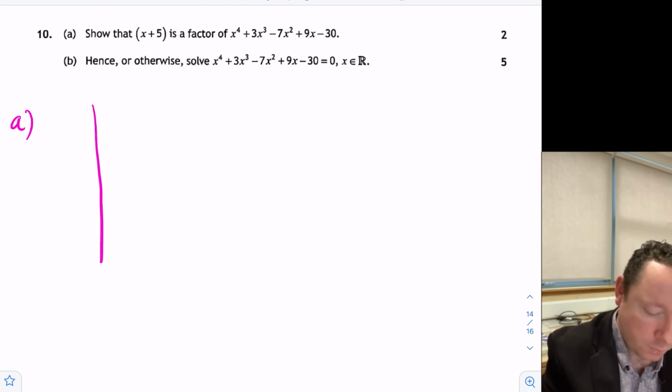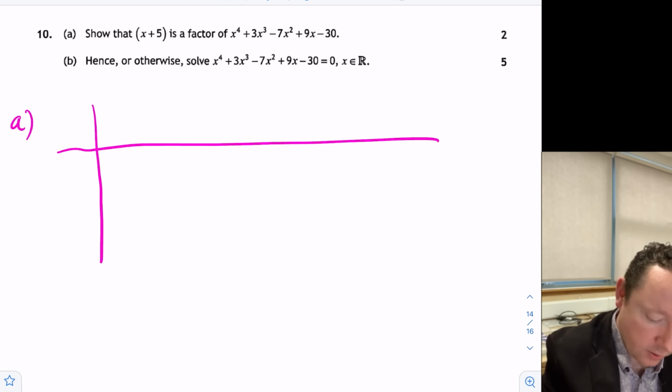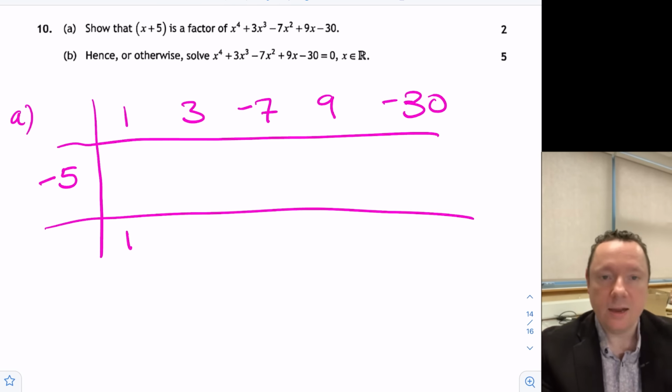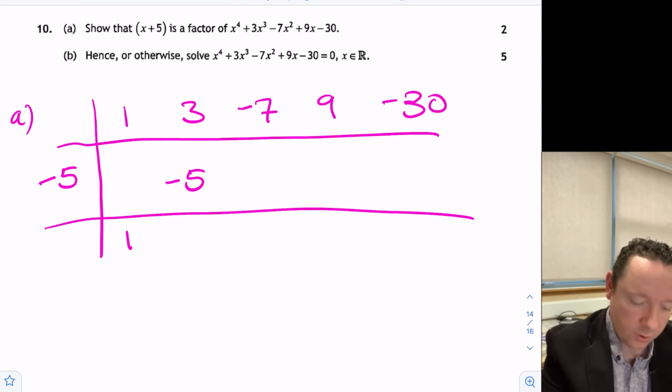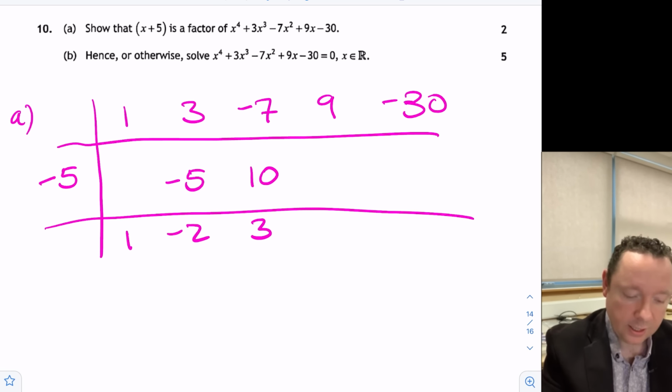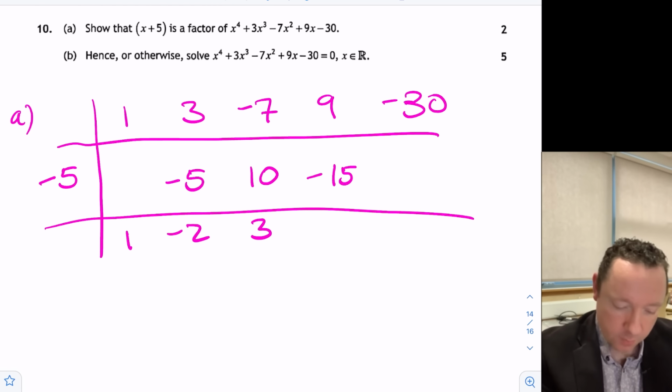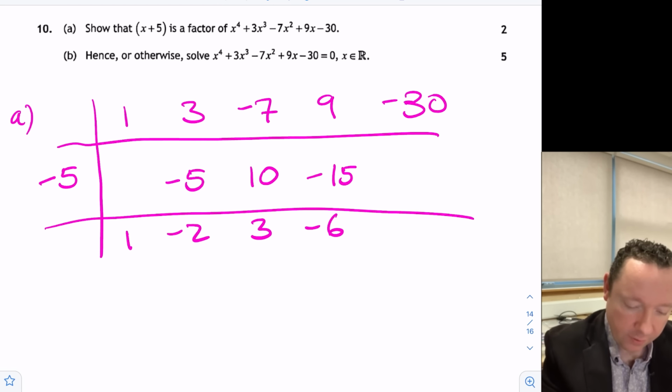Easiest way is using synthetic division. So x plus 5 is a factor, so I'm subbing in minus 5. So it's 1x to the 4 plus 3x cubed minus 7x squared plus 9x minus 30. So we drop the 1 down, times them together to get minus 5. Minus 5 plus 3 is minus 2. Times it by minus 5 again, you get 10. 10 minus 7 is 3. Times by minus 5 again to get minus 15. Minus 15 plus 9 is minus 6. Times it by minus 5 again to get 30. 30 minus 30 is 0.